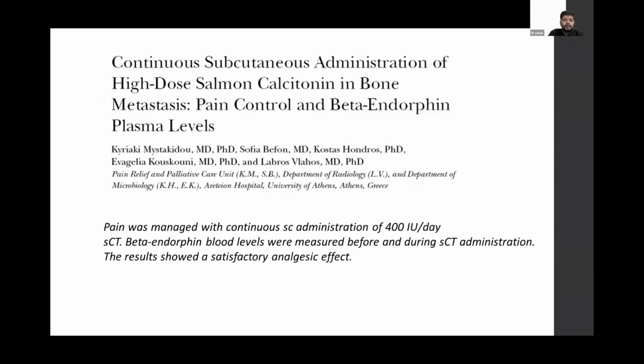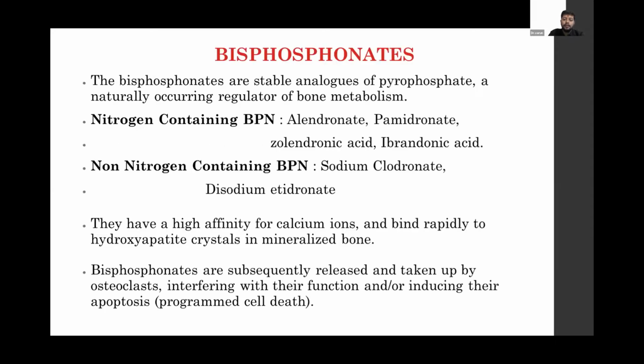One study showed that continuous sub-Q administration of high-dose salmon calcitonin in bone metastases had a satisfactory analgesic effect on bone pain at a dose of 400 units per day sub-Q. Next one is a bisphosphonate.